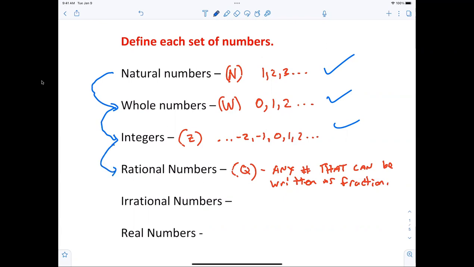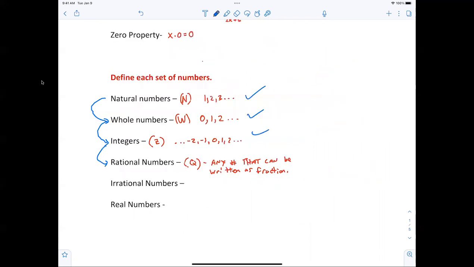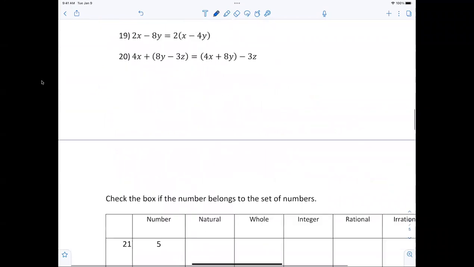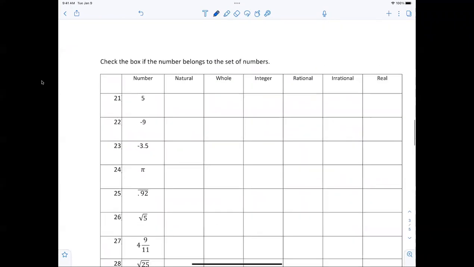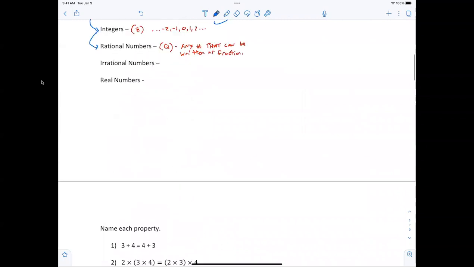There you go. Can you be rational without being an integer? Yes. For example, 1/3. 1/3 is a fraction, correct? But is it an integer? No, it's not. So if you're a whole number, and again, if you flip the page, look at how much practice we have. We have lots of practice, because it's important.